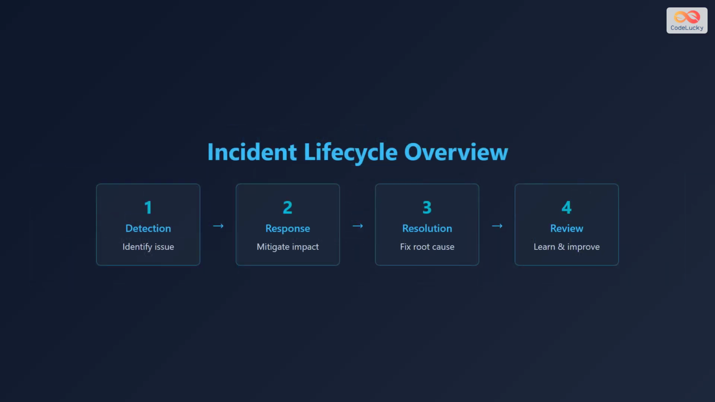Every incident follows a four-stage life cycle. First is detection, where we identify that an issue has occurred. Second is response, where the team takes immediate action to mitigate the impact and stop the bleeding. Third is resolution, where we fix the underlying root cause of the problem. Finally, review is where we analyze what happened and improve our processes to prevent similar incidents in the future. This cycle continues continuously as organizations mature their incident management capabilities.